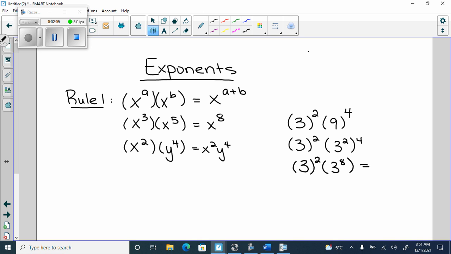So what would this actually be? 3 to the 10. So do you see these are the same base? I just rewrite the base. I don't put 9. Do you see? X and an X became X to the 8. Do you see that? So 3 and a 3 becomes 3 to the 10.